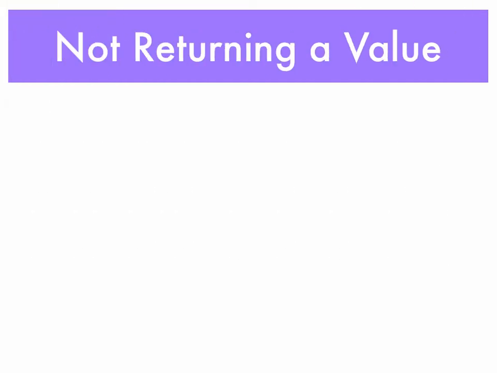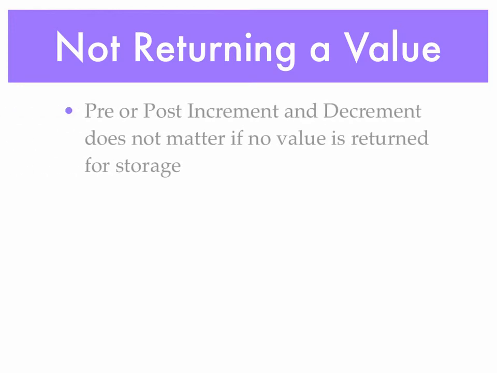Now, pre and post-increment or decrement doesn't make a difference if you're not returning a value. So minus minus A and A minus minus are functionally equivalent. We'll use incrementing and decrementing quite often in loops, specifically in the for loop. So here we have for int I equals 0, I less than 5, plus plus I, incrementing I every time we go through the loop.